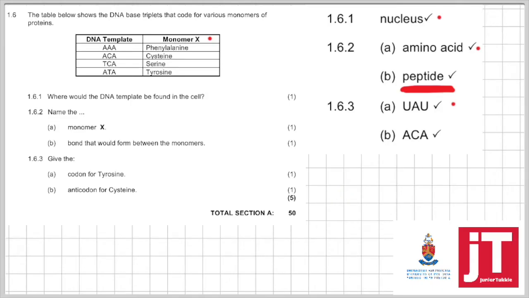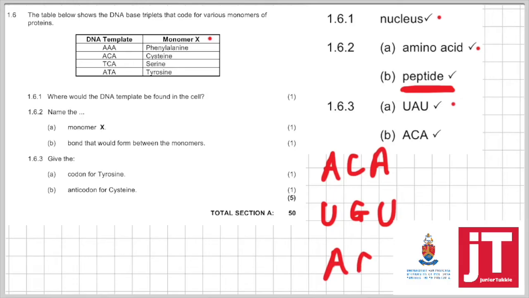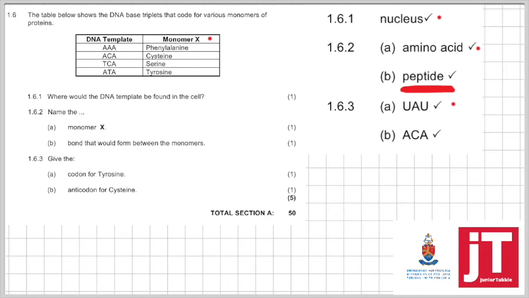Then they ask for the anticodon for cysteine. So ACA is the DNA. Then you change it to the mRNA, which is UGU. And then you change it again to the tRNA, which is ACA. So I know it's a long way, but at least I know my answer will be correct. It's a final exam. I don't take chances with marks.